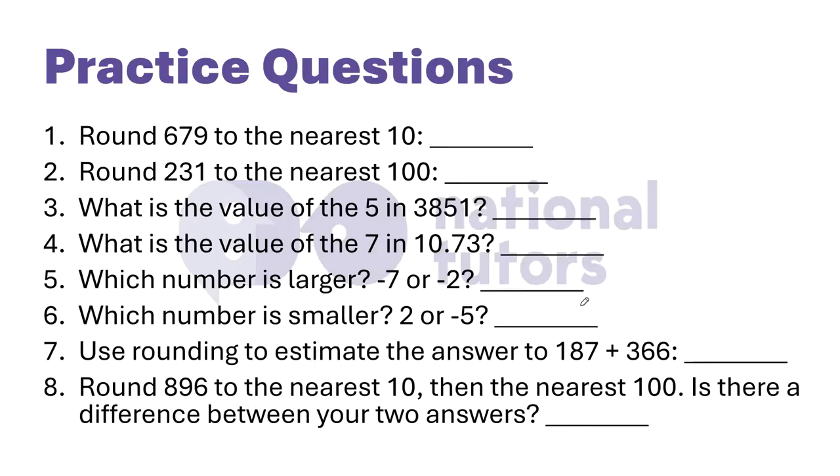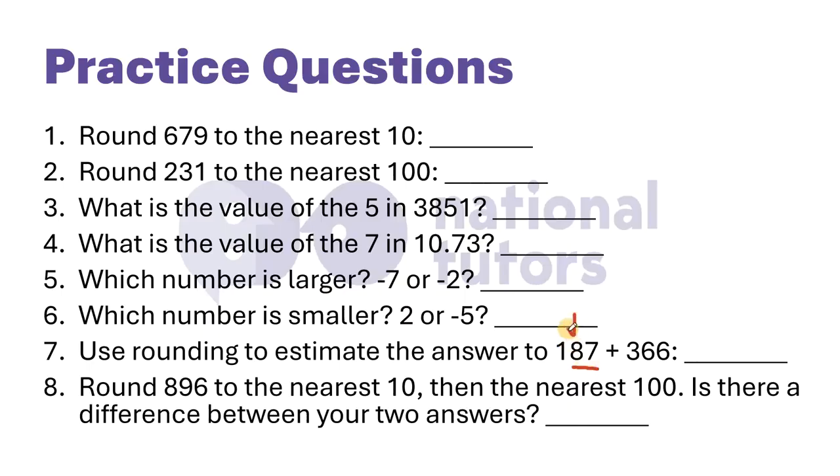2 more to go. Well done if you've kept going. Use rounding to estimate the answer to 187 plus 366. Now there are a couple of acceptable answers here because the question doesn't actually state what it would like you to round your numbers to. So you could have chosen to round your numbers to the nearest 10.